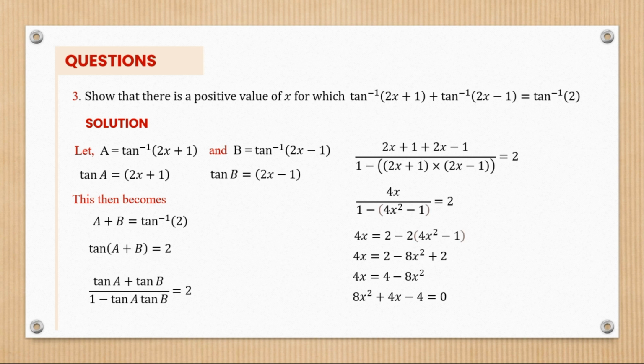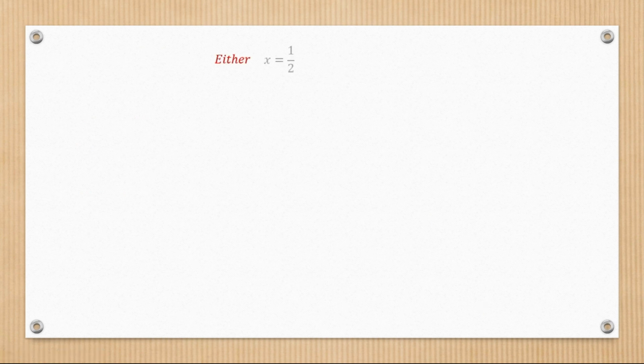Now I can see that I can divide both sides by 4 to reduce this, and I'll have 2x squared plus x minus 1 being equal to 0. So solving this quadratic equation, either using a calculator or the quadratic formula, I'll end up having x being either a half or x being equal to negative 1. So therefore, now we're looking for the positive. So there is a positive value of x and it is a half, and that's what they wanted.